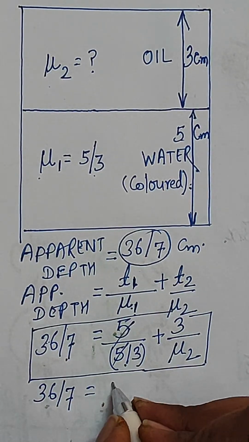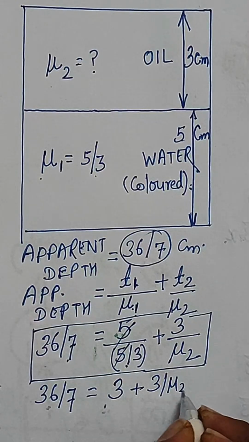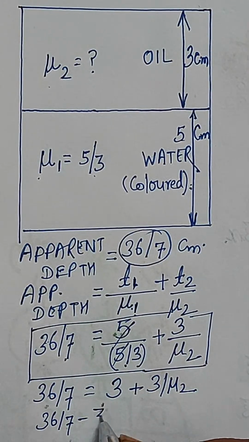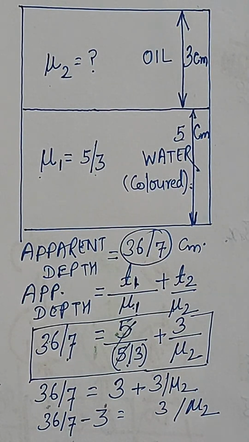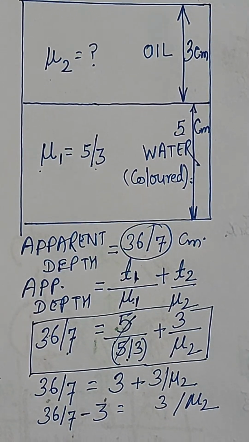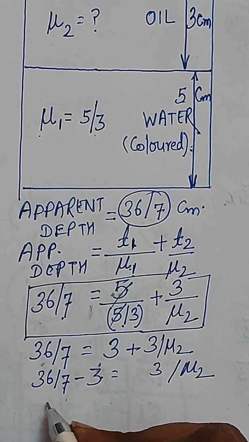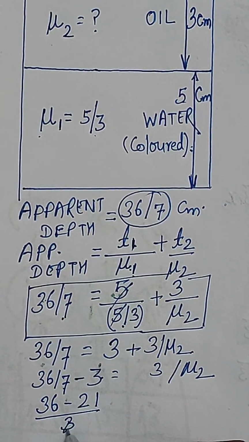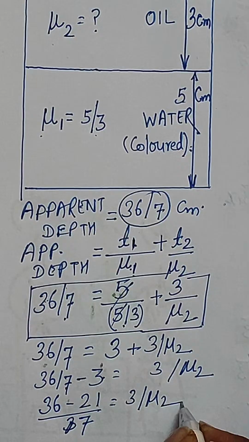5 will be cancelled out, and 3 going into the numerator, plus 3 by mu 2. So just keep 36 by 7 minus 3 is equal to 3 by mu 2, right? And when you just solve it, you will get, let me shift a little, my dear friends. This will give 7 into 3, 21. So this will give you 36 minus 21 divided by 7, the LCM, is equal to 3 by mu 2, right?